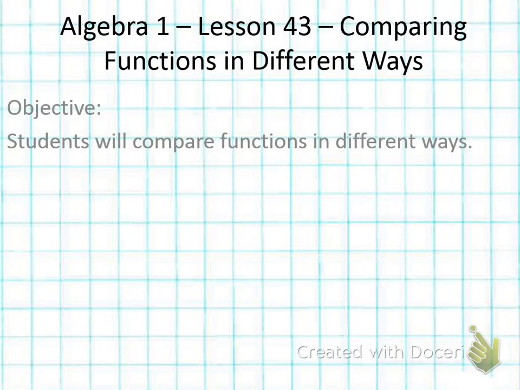Okay, this is lesson 43 for Algebra 1, comparing functions in different ways. So we've looked at different ways of looking at different graphs, and we've looked at three major types of graphs in our class. We have linear, quadratic, and exponential, right? So we know how to graph linear and quadratic now. And exponential, we know what it looks like, but we don't know how to graph it yet, but that's fine.